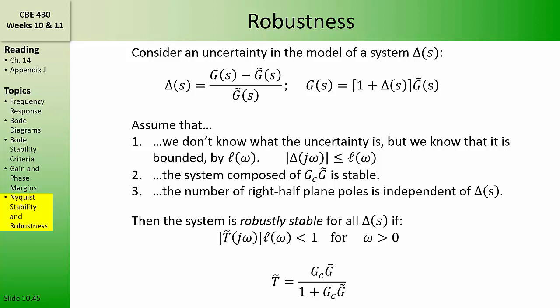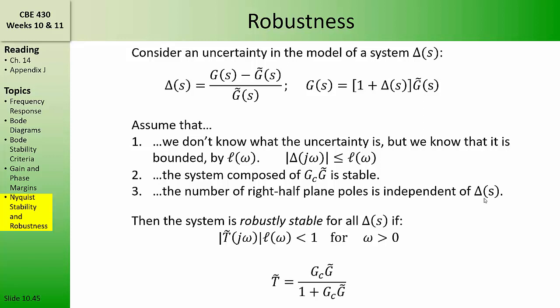Now we don't know what that uncertainty is, but let's suppose it's bounded by some limit L, which could be a function of input frequency omega. In other words, the absolute value of delta(j omega) is less than or equal to our limit L(omega), where here that limit can be a function of the input frequency. Furthermore, suppose that the system composed of G_C G tilde is stable, and that the number of right half-plane poles is independent of delta(s), meaning that the process uncertainty does not introduce new instabilities or new right half-plane poles into G.